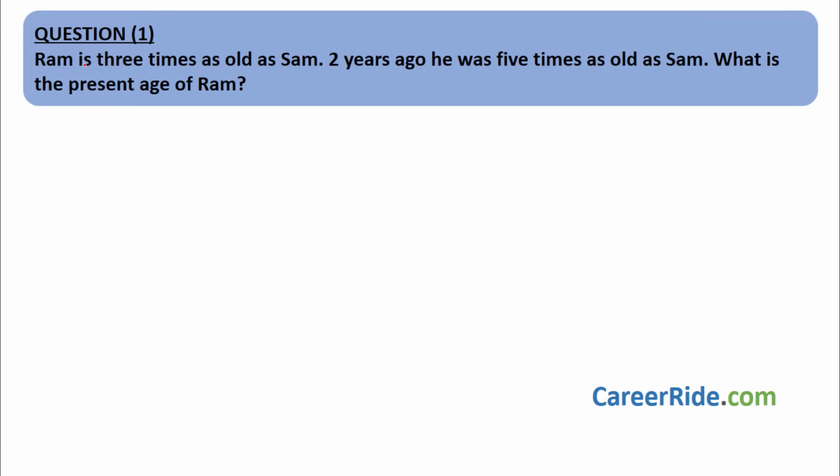Question number 1. Ram is 3 times as old as Sam. 2 years ago, he was 5 times as old as Sam. What is the present age of Ram? See how easy it is. Let's see how to tackle such sums. Let the present age of Ram be R, and the present age of Sam be S.